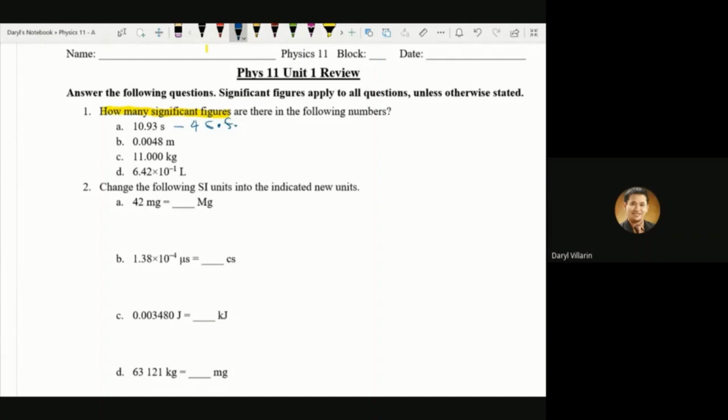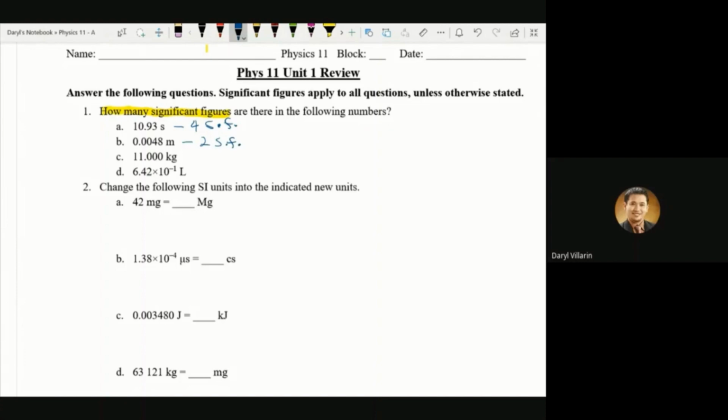Okay, and for letter B, the difference with this one is that you don't have a number in front, which is a significant number, or it could be 1, 2, 3 in front, but you just have 0.00. These are leading zeros, so therefore all of these 3 in front are insignificant. So the significant figures here are just 4 and 8, so it would contain 2 significant figures.